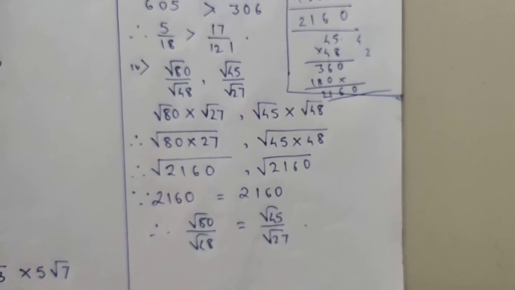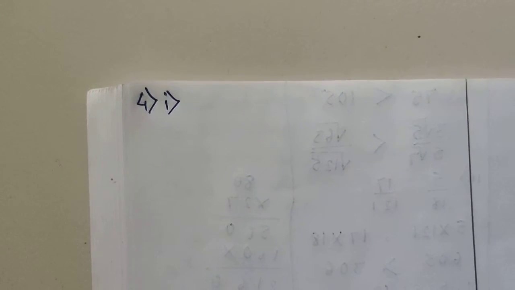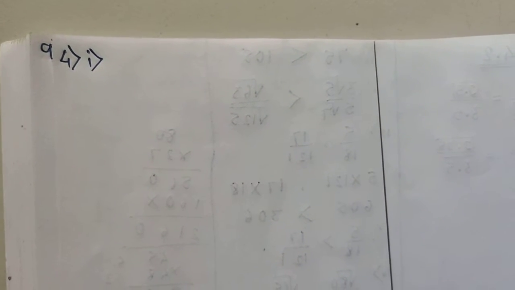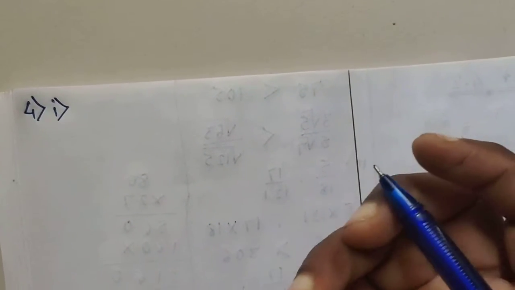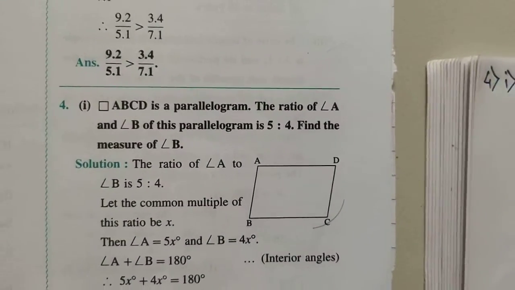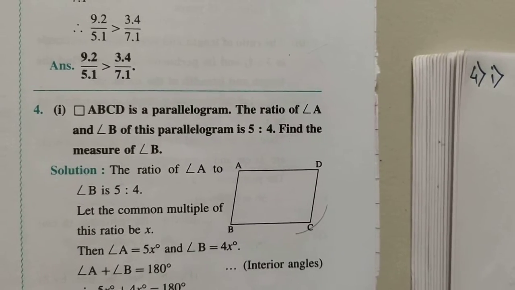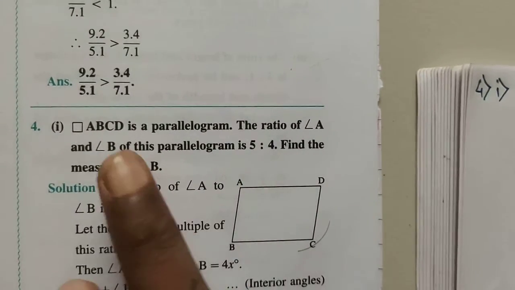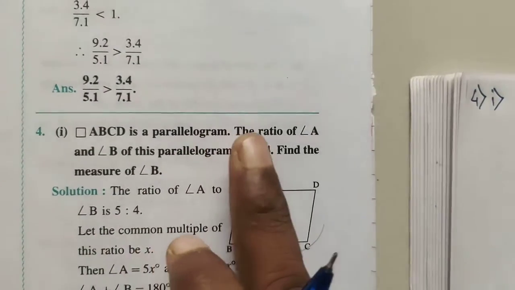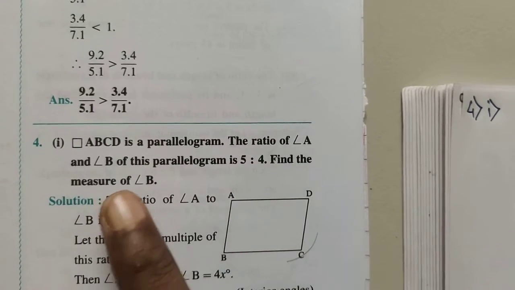Now I am going to solve question number 4. Okay students, in question number 4 only two questions are there, first and second, which you are going to do. Okay, let us see the first question. Your first question is what? Quadrilateral ABCD is a parallelogram. The ratio of angle A and angle B of this parallelogram is 5:4. Find out the measure of angle B. So what is given to us? ABCD is a parallelogram, and then the ratio of angle A and angle B is 5:4. Then find out angle B.